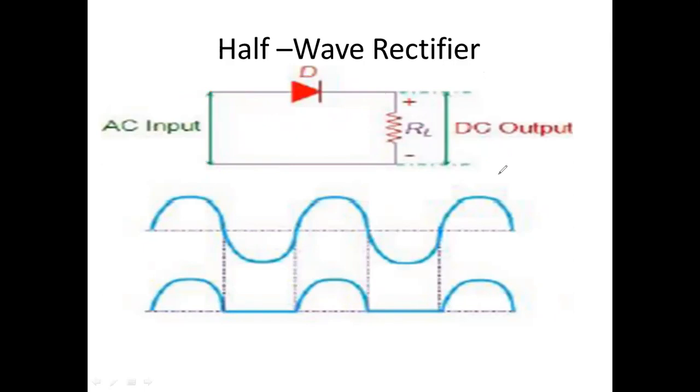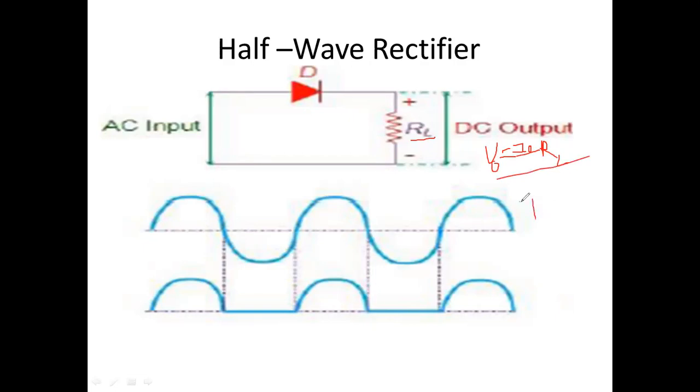For the half wave rectifier, whatever the output voltage and output current are, according to Ohm's law, what is V equal to? V equal to IR. Here, output voltage is nothing but V naught we can consider, current is I naught, and resistance is which one? RL, the load resistance. So V naught equal to I naught RL, we can write that here. V naught equal to I naught RL.